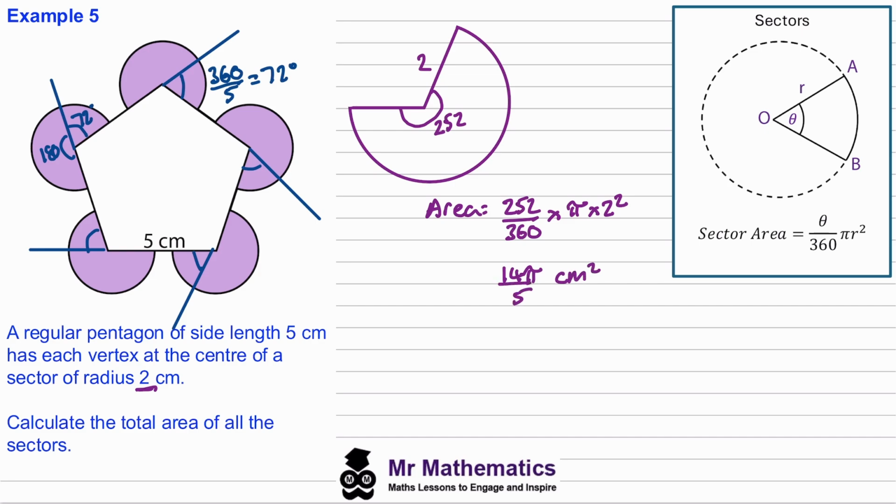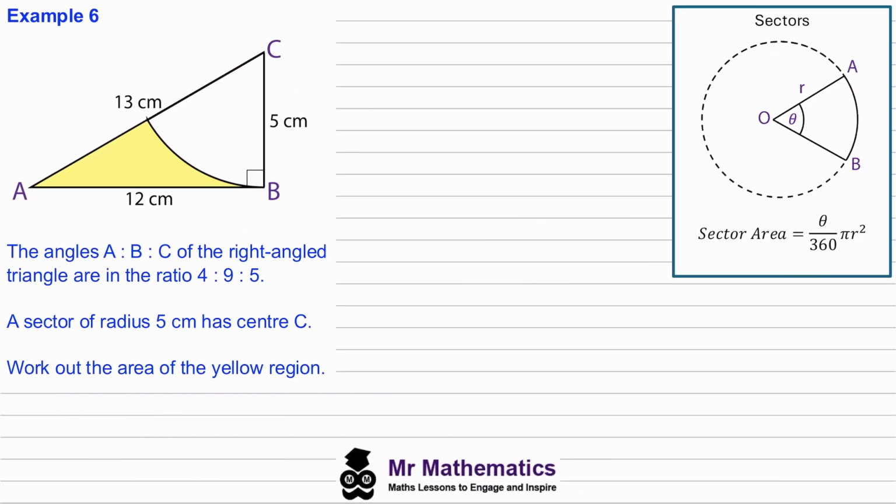In the question, we were asked for the total area, and you can see there's 5 of these sectors. So the total area will be the 14 pi over 5 multiplied by 5. These 5s will cancel, so we'll get 14 pi centimeters squared. Okay? How did you get on with that question? Let's try one final question.